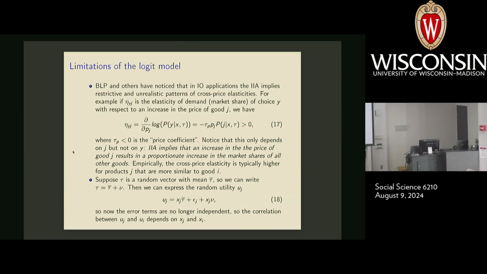Now, why do we want to do this? Why is it important? What are the spurious kinds of things we can get? Well, this is going back to BLP and well before that, the IIA property of the logit model gives you very unrealistic cross-price elasticity. So if you think about this as a market share, and you take the price of some good J or Y, and you work out that formula, it doesn't depend on Y at all. It only depends on J.